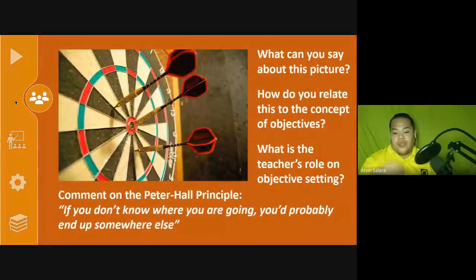Now I have here a picture which I had also posted in the Odilo platform. My question is, what can you say about this picture? The next is, how do you relate this to the concept of objectives? Then what is the teacher's role in objective setting? Then comment on the Peter Hall principle: if you don't know where you are going, you'd probably end up somewhere else.